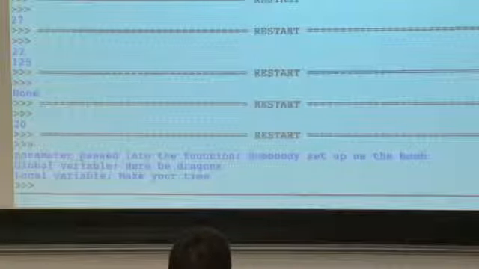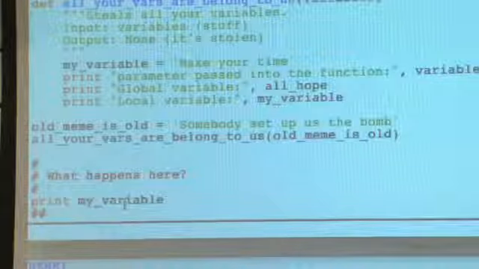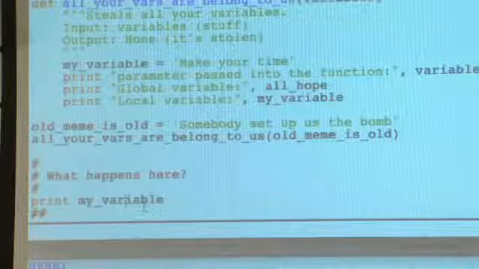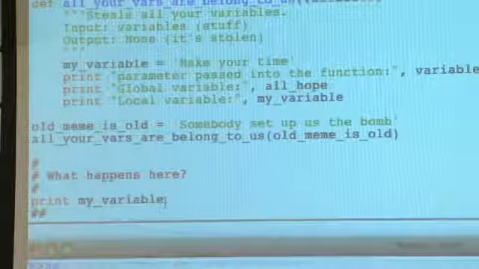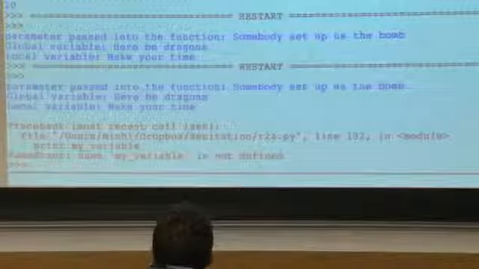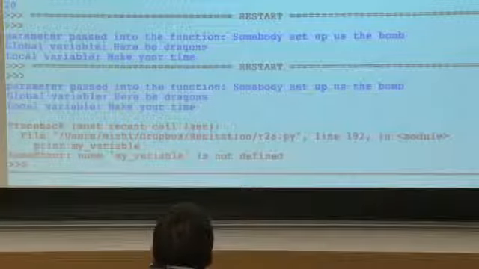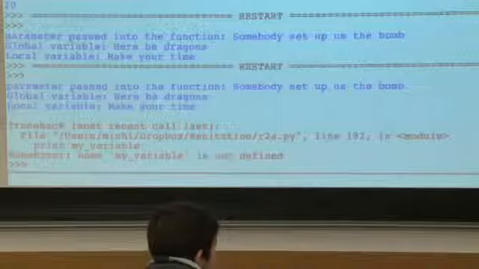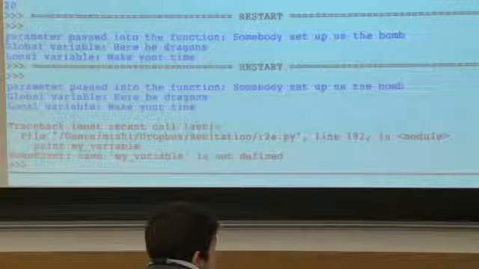So it does what we expect it to do. What I want to illustrate, though, is what happens if I do this. Well, as you might expect, it's going to give me an error. The reason is that my variable has local scope to this function. All vars are belong to us.